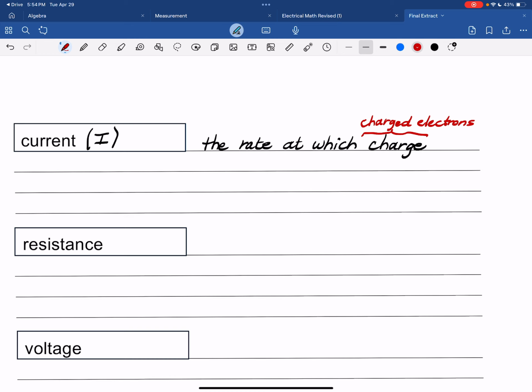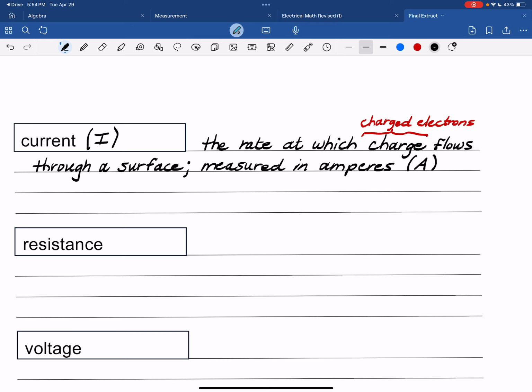The rate at which charged electrons flow, or actually the rate at which charge flows through a surface. And current is measured in amperes, which most of the time I will call amps. The symbol for amperes is capital A.